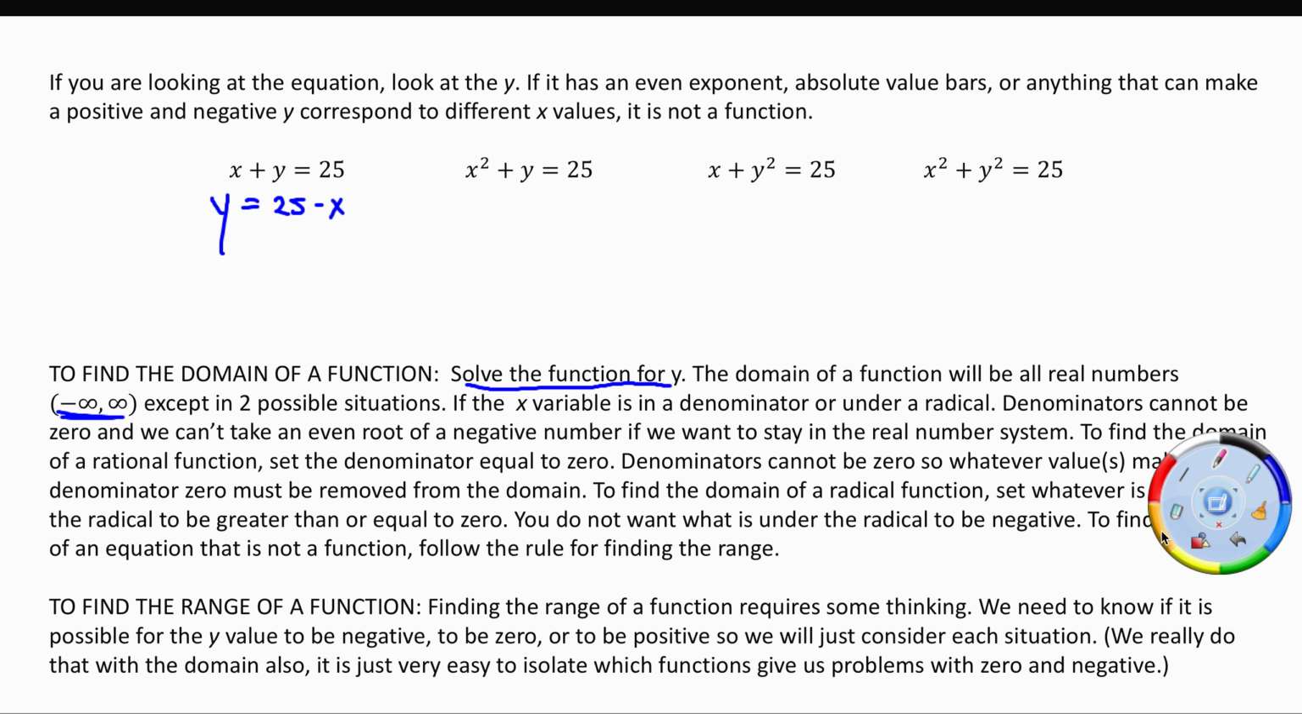All right. To find the range of a function, it requires some thinking. We need to know if it is possible for the y value to be negative, 0, or positive. So we will consider each situation. Okay, we really do that with the domain also. It's just very easy to isolate which functions give us problems with zeros and negatives. Denominators can't be 0. Negatives can't be under radicals if we're going to stay in the real number system. All right, so let's apply this idea.